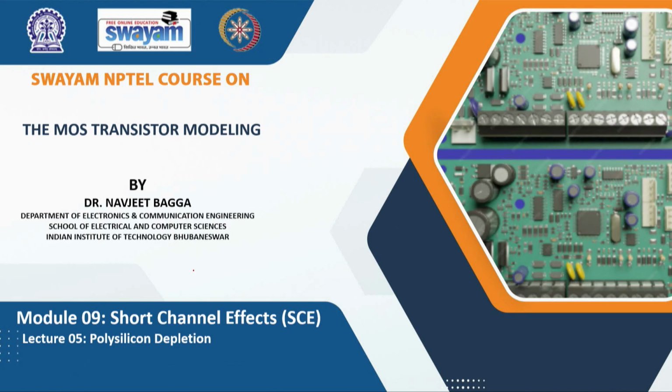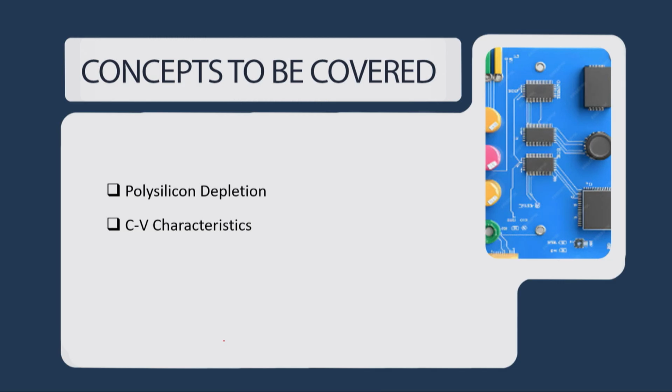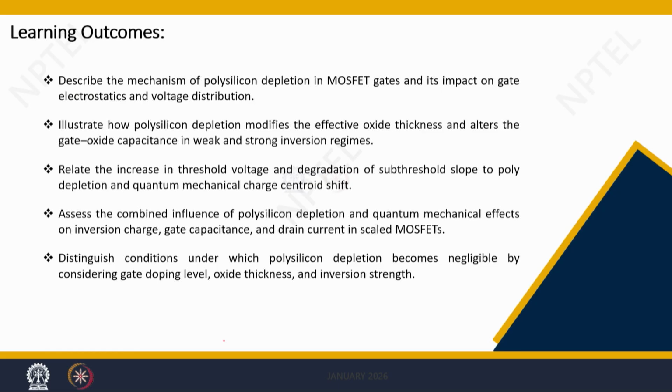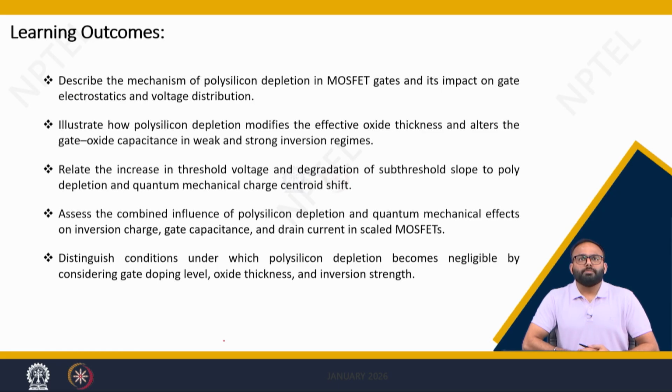We are in module 9, lecture number 5, polysilicon depletion. In this lecture, we will discuss polysilicon depletion and how it influences the CV characteristics. These are the learning outcomes of this lecture, which help you understand the mechanism of polysilicon depletion in MOSFET and the impact on gate electrostatics.